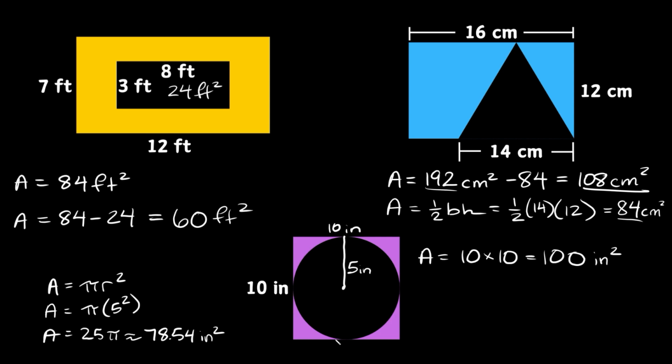Okay, so just the shaded area, again, would be the total area minus the circle, right? So again, the total was 100, and then we're going to subtract the circle, 78.54, and that's equal to 21.46. And again, our units are inches squared.